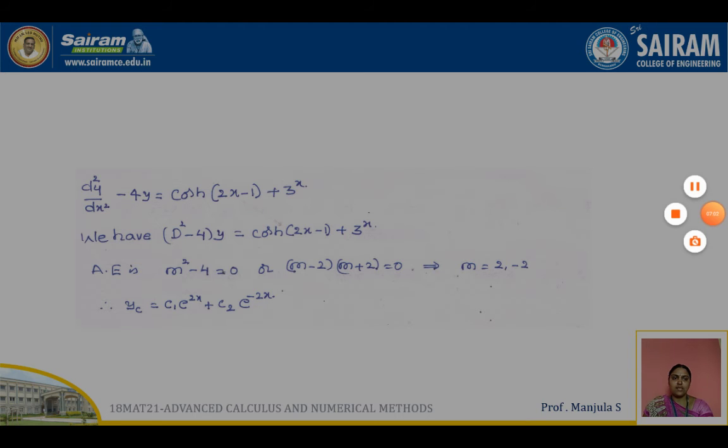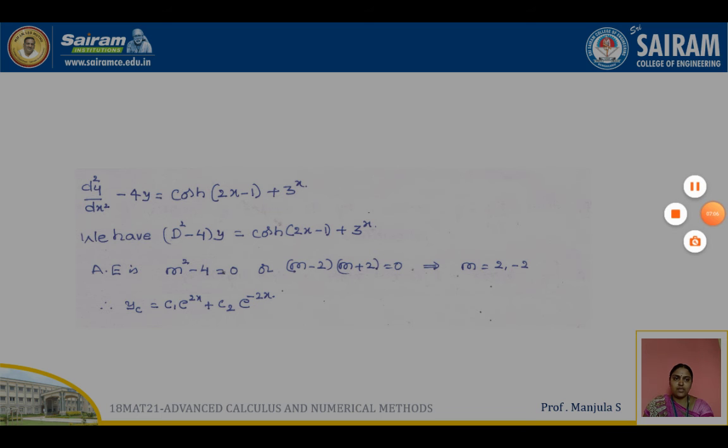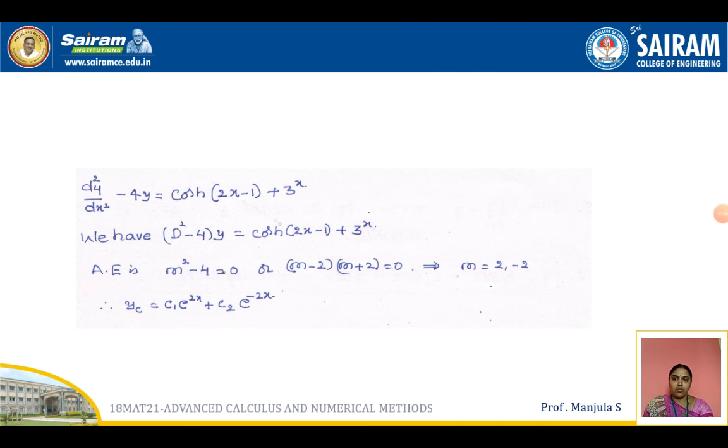So now we'll see one more example: d square y by dx square minus 4y equals cos hyperbolic of (2x minus 1) plus 3 to the power x. First we'll write the auxiliary equation: m square minus 4 equals 0. On solving this equation we are getting m equals 2, minus 2. So the complementary function can be written as c1 e power 2x plus c2 e to the power minus 2x.